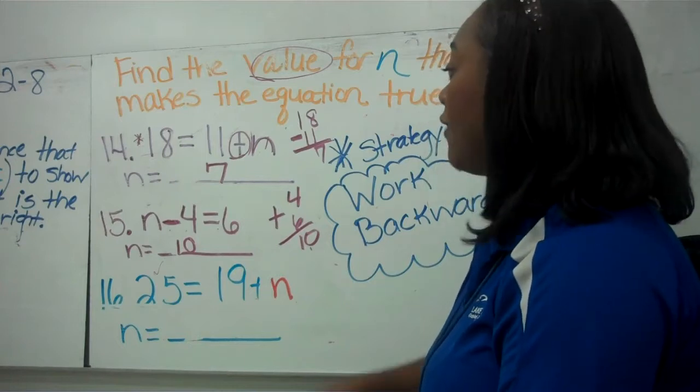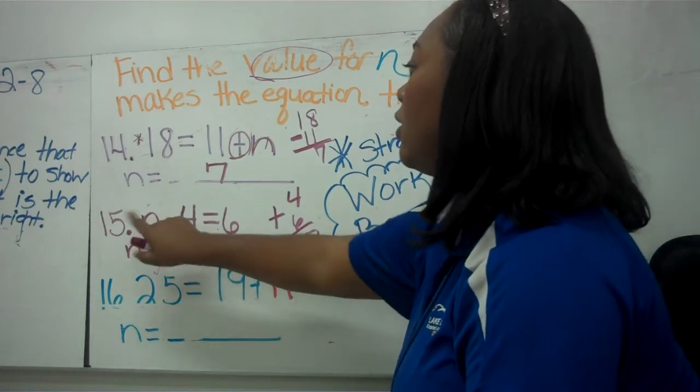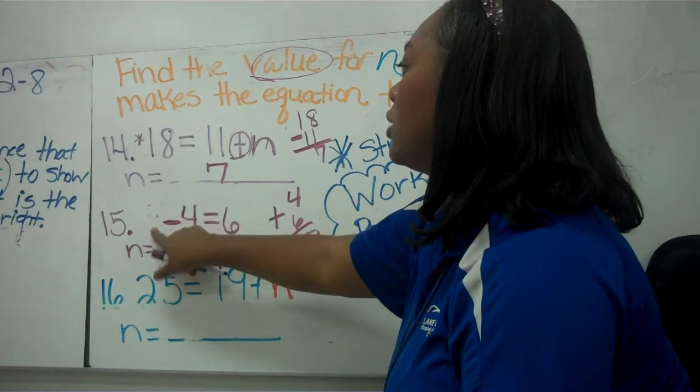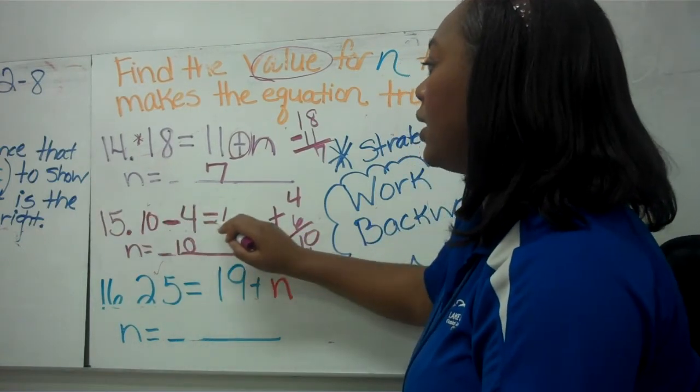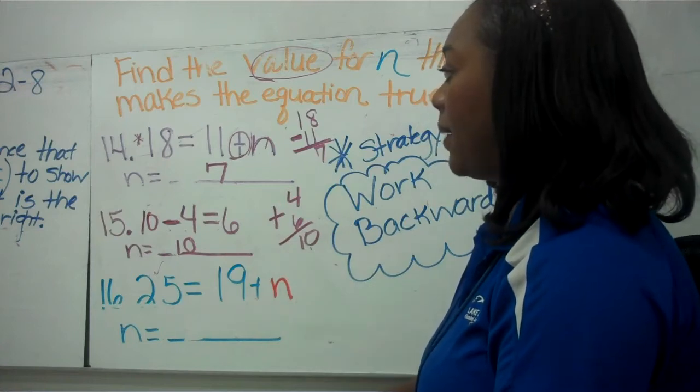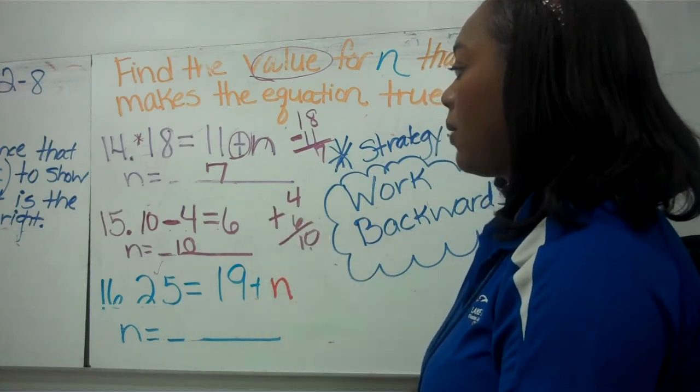Now let's check our work. If I plug in 10 right here, because we're saying that my missing number was 10, 10 minus 4 equals 6. So yes, my equation was correct.